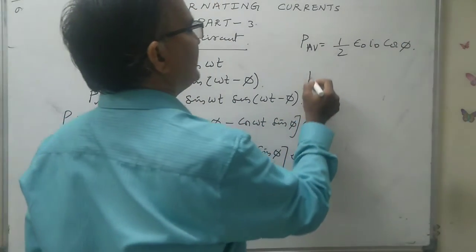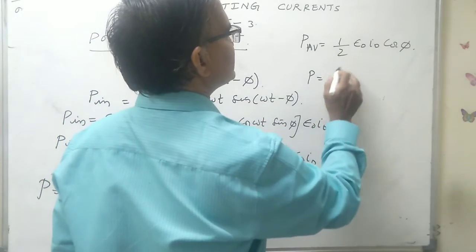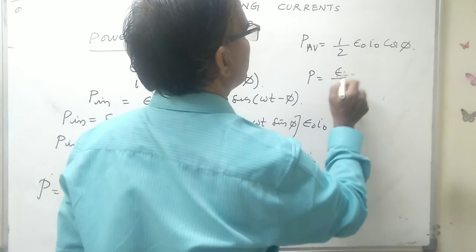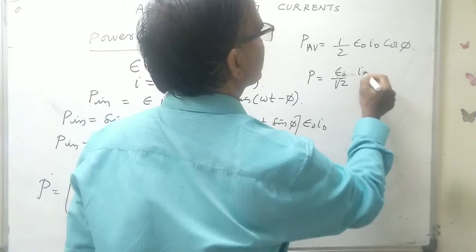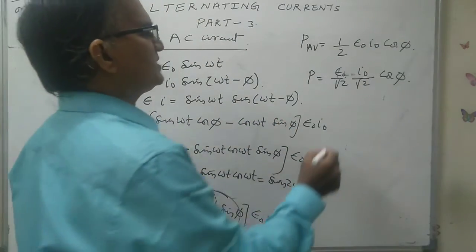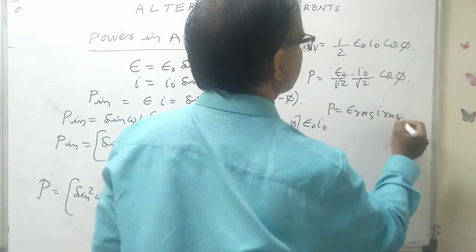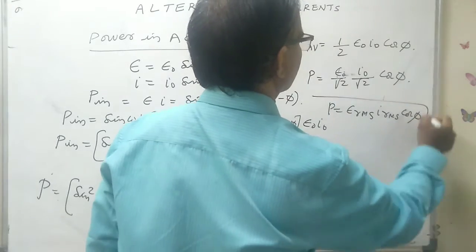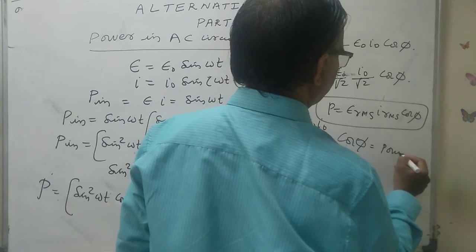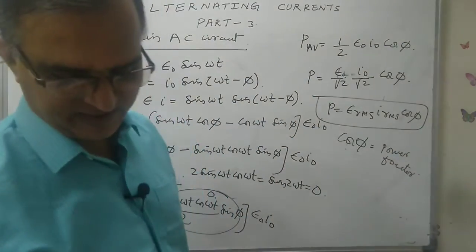Now, continuing with this average power, we can write E naught by root 2, I naught by root 2 into cos phi. Then the average power is equal to E RMS into I RMS into cos phi. This cos phi is called the power factor.